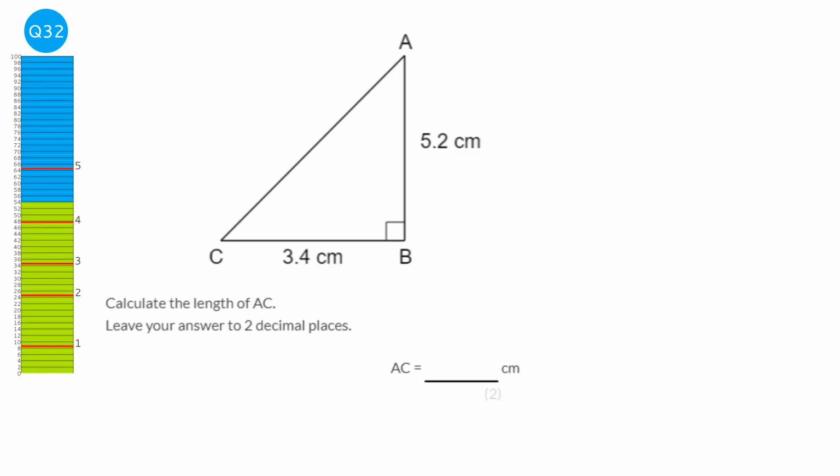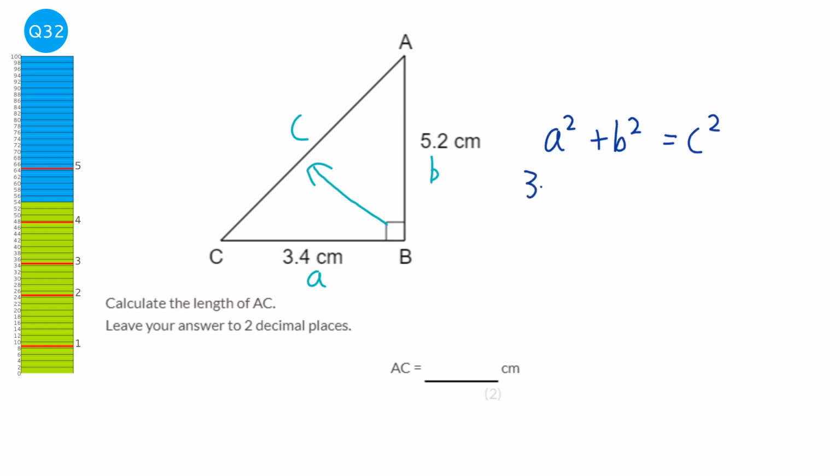So we've got a right angle triangle and we're given 2 lengths and we're asked to find a third length, and that means we're going to be using Pythagoras' theorem. And to do that, we're just going to label the sides A, B and C. And C must be the hypotenuse, which is opposite the right angle. Pythagoras' theorem says that a squared plus b squared equals c squared.